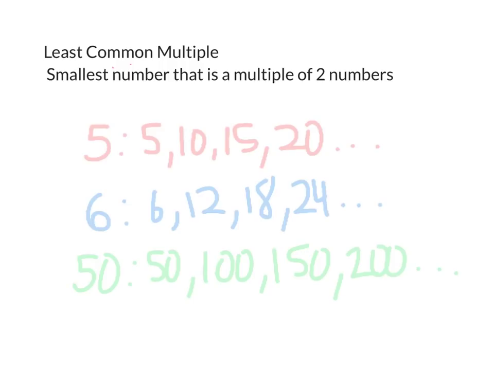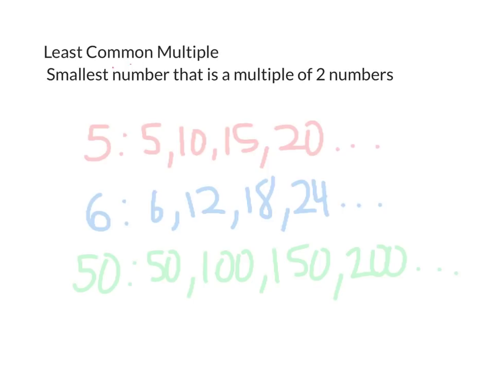So now we're going to look at least common multiple. The least common multiple is the smallest number that is a multiple of two numbers. We're going to get to that in a second, but let's talk about what multiples are first. Multiples are just the numbers you get when you multiply 1 times a number, then 2 times a number, then 3 times a number.